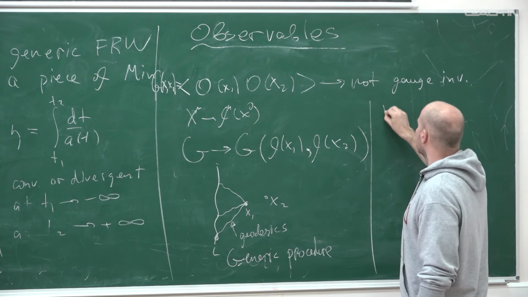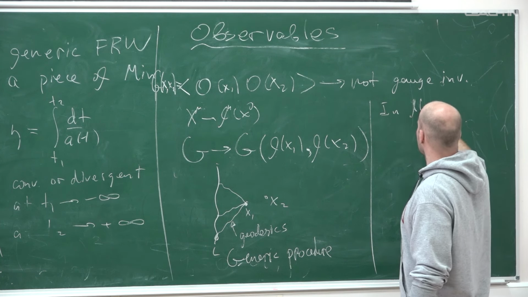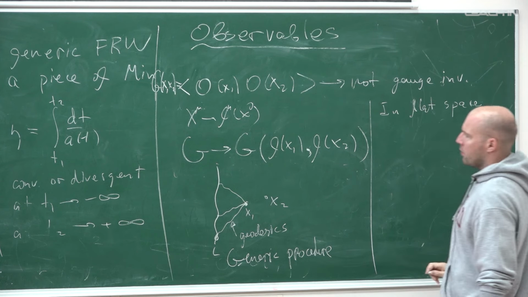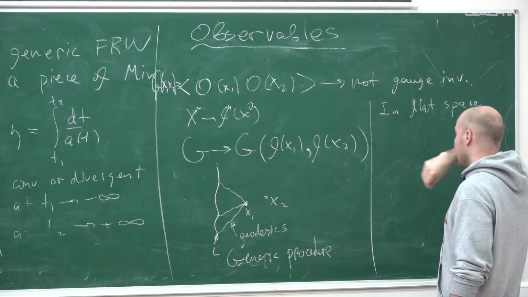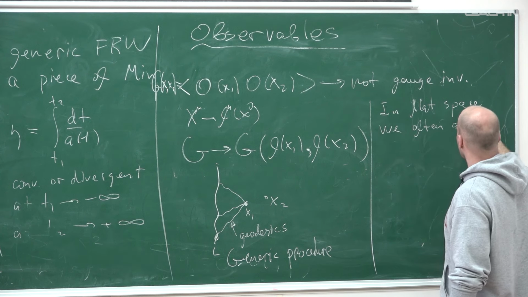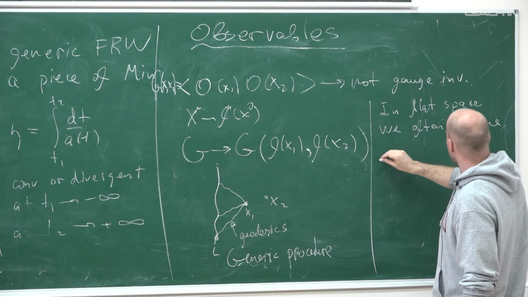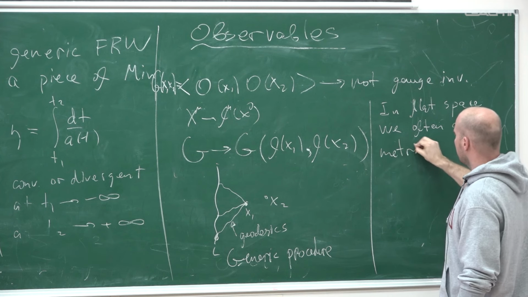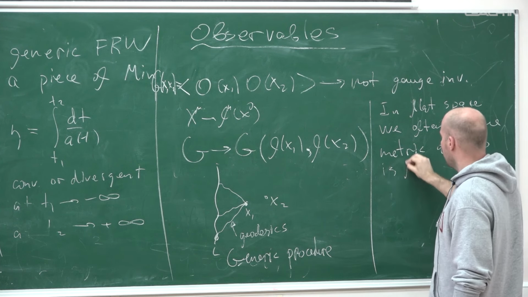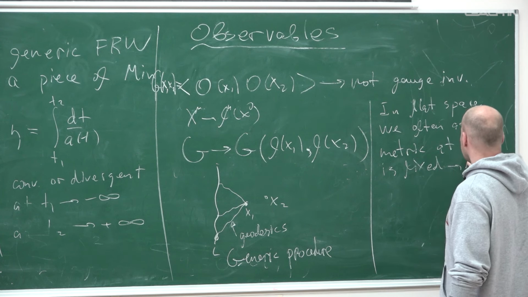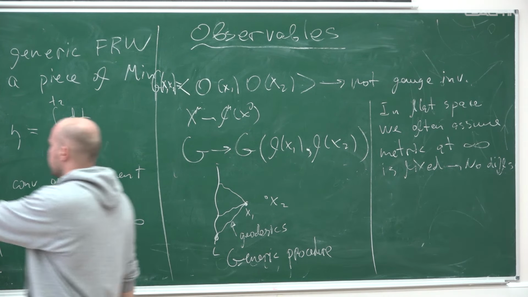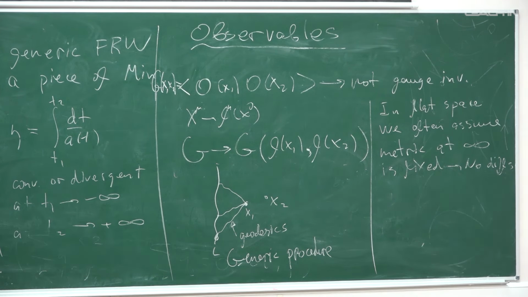Now, in flat space, we can often assume that the metric at infinity is fixed. So there are no diffs. So this is my flat space, and I can have the metric fluctuating.